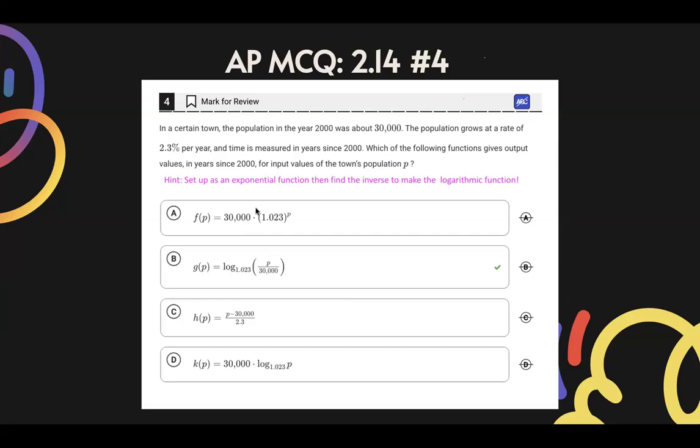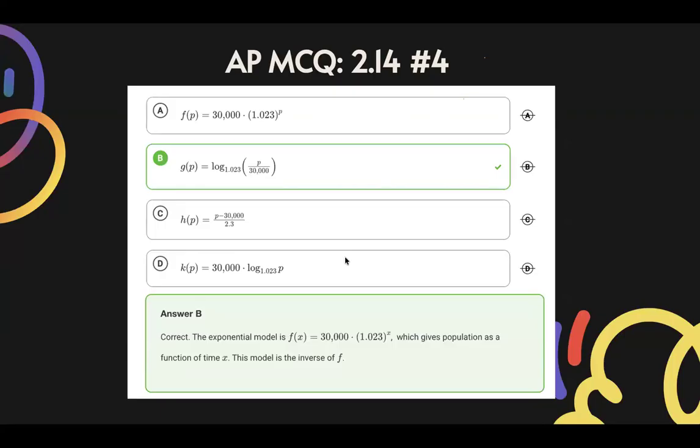So now from here, if we wanted to rewrite this, we want to get all this by itself. So moving it over, we swap the f of p and the p. So p would equal all of this. We divide by 30,000, which is how we end up with p divided by 30,000. And then from there, we have p divided by 30,000 equals 1.023 raised to the f of p. From there, we know the base is 1.023 of p divided by 30,000, and that would be our final answer. So again, set up the equation, find the inverse.